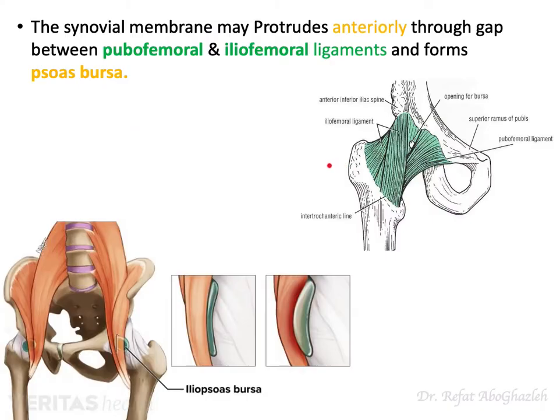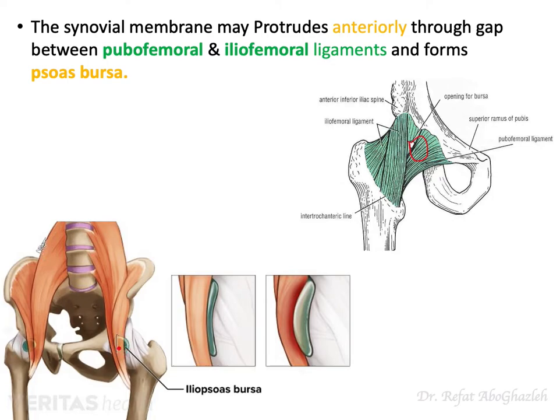So this is not everything about the synovial membrane, because the synovial membrane can bulge outside. You remember these ligaments we talked about a couple of slides ago, the iliofemoral and the pubofemoral ligament. Between them there is an opening for a bursa, because the synovial membrane of the hip joint can protrude like a sac outside from there and anteriorly to form something called the psoas bursa. Look at it here. This is the psoas or iliopsoas bursa.